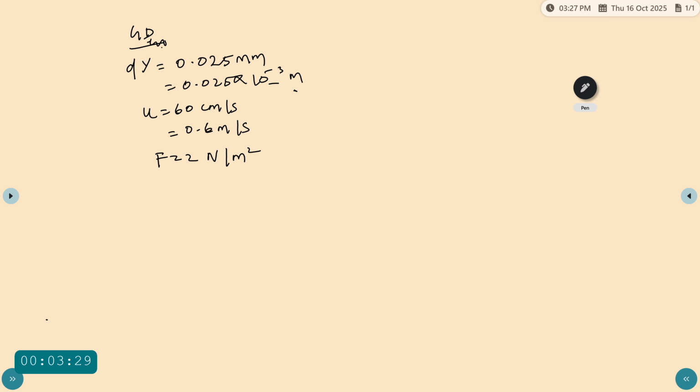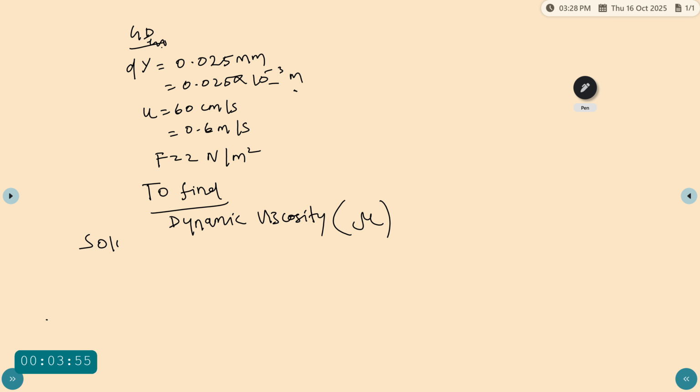They ask us to determine the dynamic viscosity. Dynamic viscosity is an important property, denoted by the symbol mu. We are going to apply Newton's law of viscosity, which means shear stress is directly proportional to shear strain. So mu equals tau divided by du by dy. This is the formula we are going to apply.